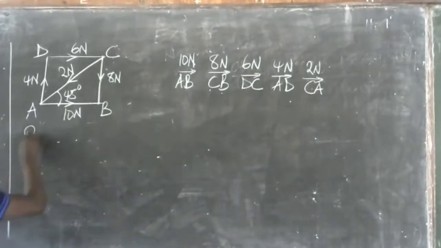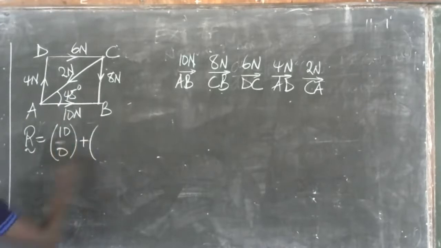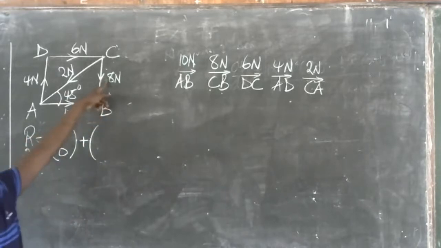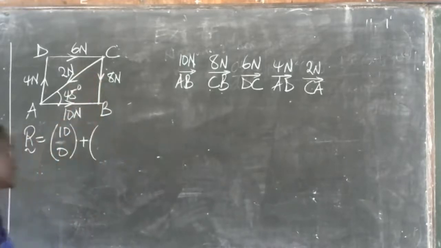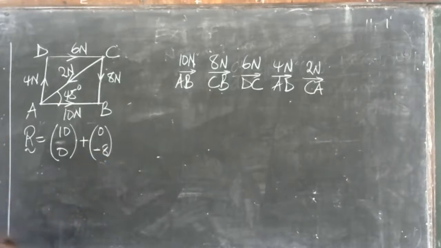Now the resultant here would be, so we resolve, you see that the 10 newton force is acting along the positive x-axis. So x is positive 10 and y is 0. And then plus the components of 8 newtons. 8 newtons is acting fully downwards, so the negative y. There is no x, but y is negative 8.